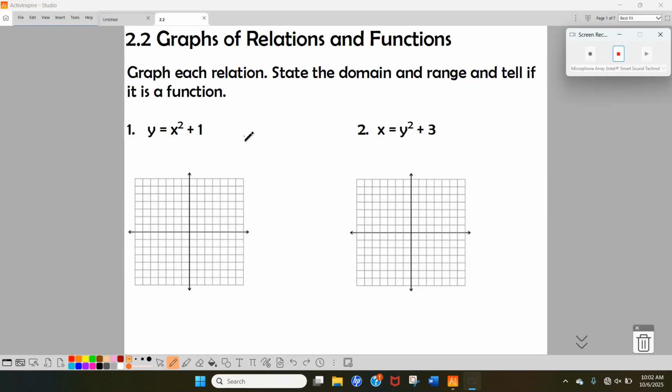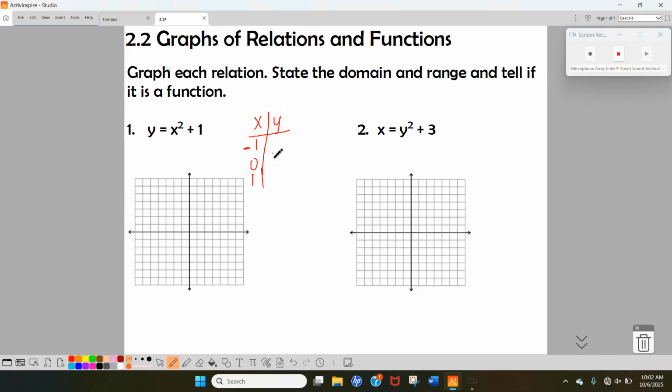All right, so here, we haven't learned parent graphs yet, so we should know that x squared makes a U-shaped graph called a parabola, but we don't know that in this class yet. We haven't learned that. So we'll just try -1, 0, and 1. Those are always my go-to. Let's plug those in first and see if we can get a shape.